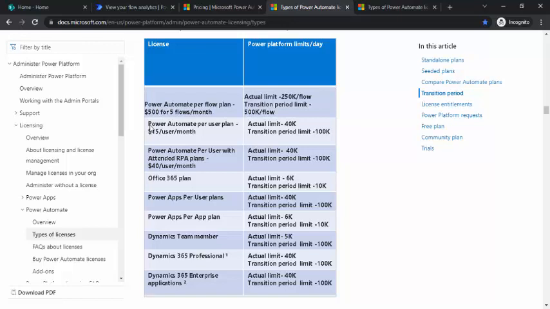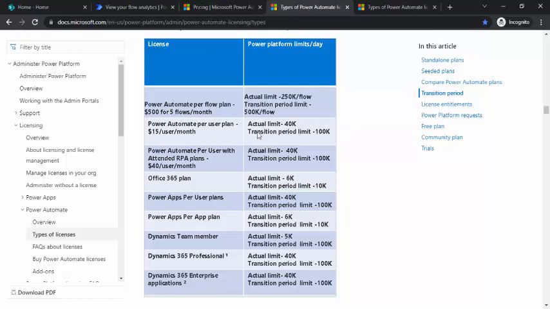I'll take a second as first, the Power Automate per user plan. It's $15 per user per month and the actual limit is 40k. And as I said, the limit is calculated as one flow times number of actions times number of instances. For example, if one flow has 10 actions and 10 instances running, then 100 would be the actions for your current environment.